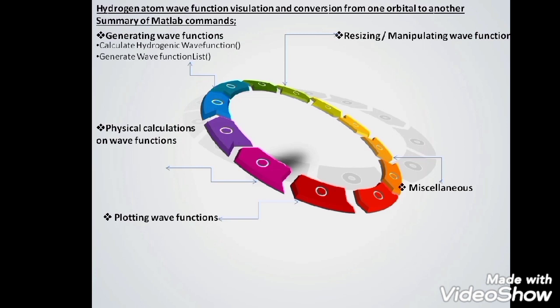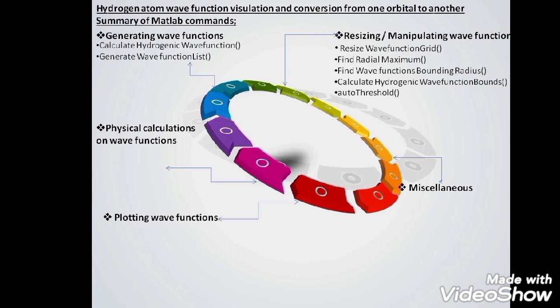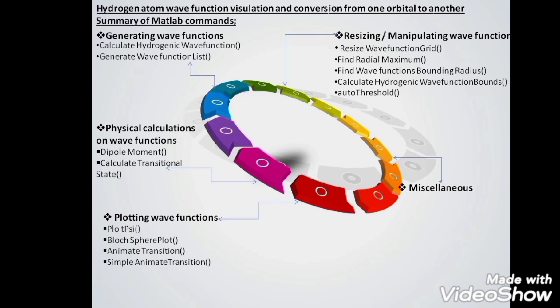First of all, what we need to do is generate our wave function, and then we will resize and manipulate that wave function. As far as the physical calculation on that wave function is concerned, first we need to calculate the dipole moment along with the calculation of the transitional state. And as far as the plotting of the wave function is concerned, we need to plot the psi wave function as well as the Bloch sphere wave function, and then we will animate the transition.